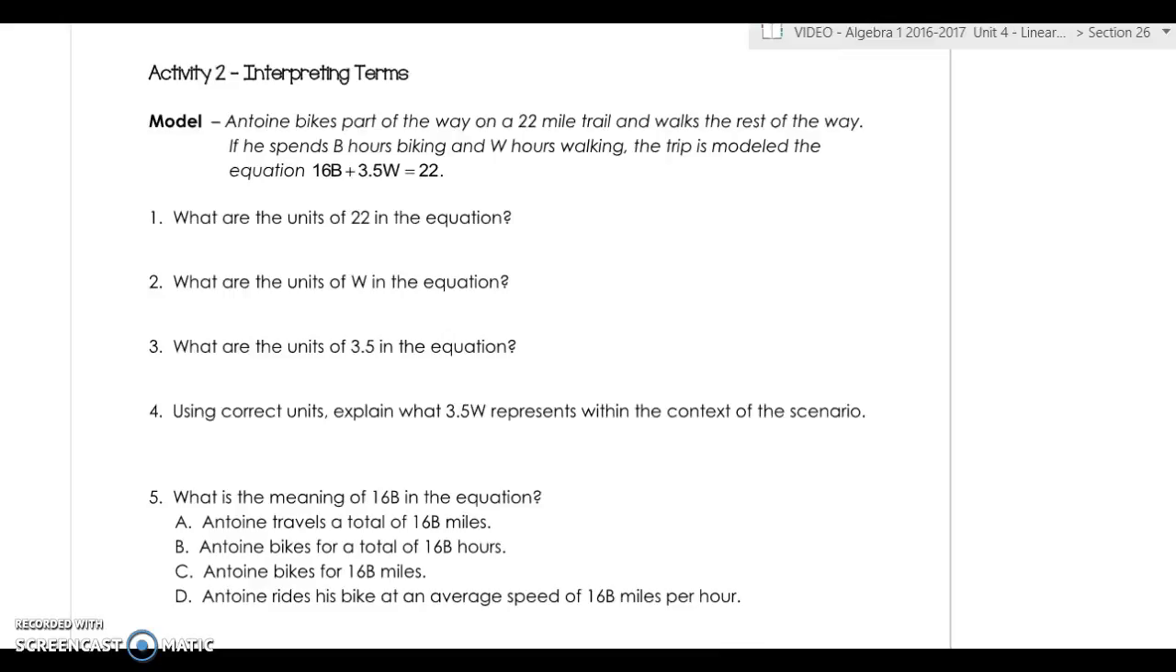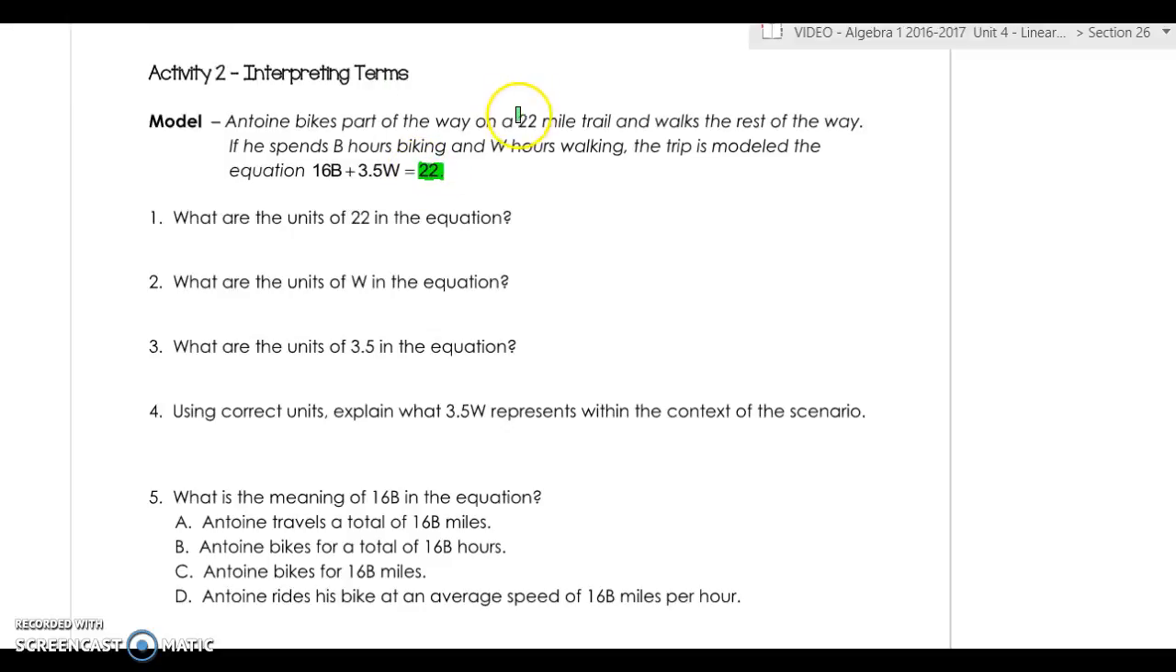Now, activity 2, we're taking a look at some slightly different model problems. In these, we have a defined output, a number for our output, and we have 2 inputs. It's still linear because we're still dealing with 2 variables. It's just a little bit different because we have a defined output versus a variable output. So again, 22 is our output in this case.